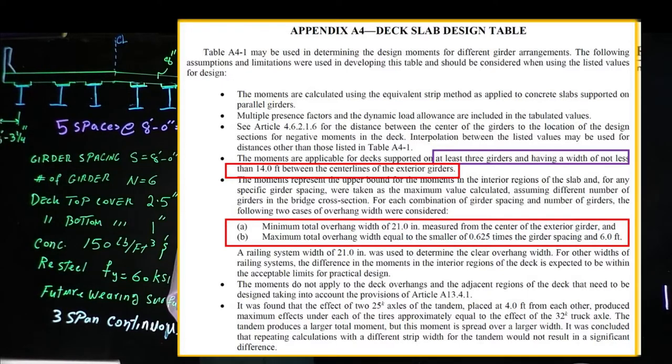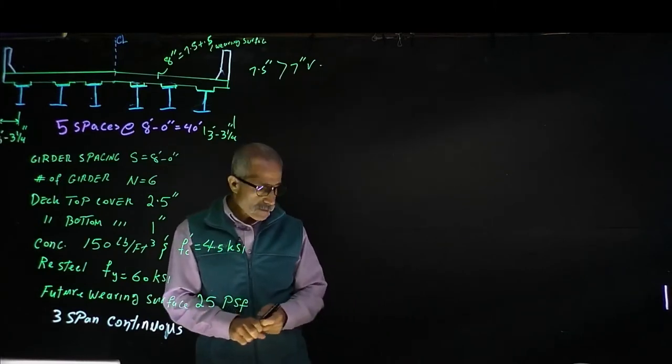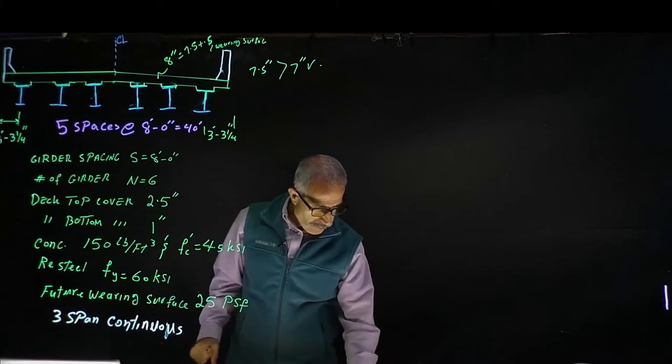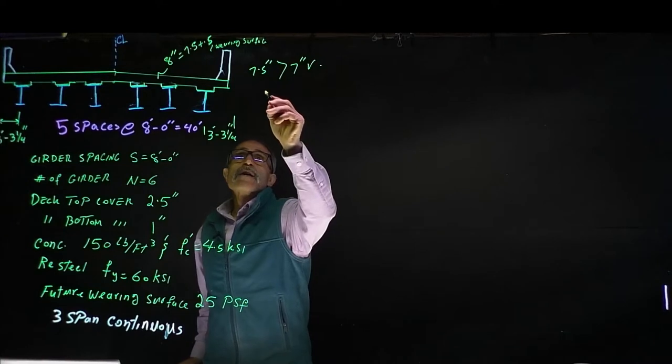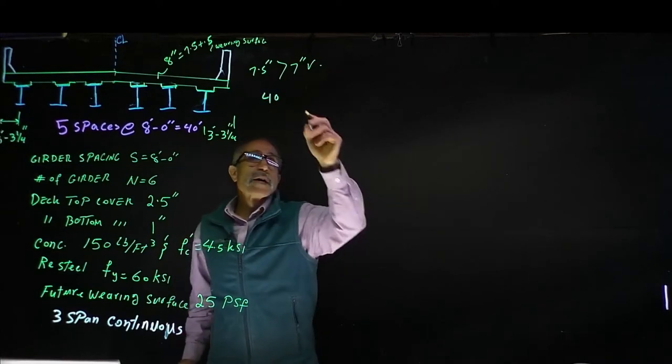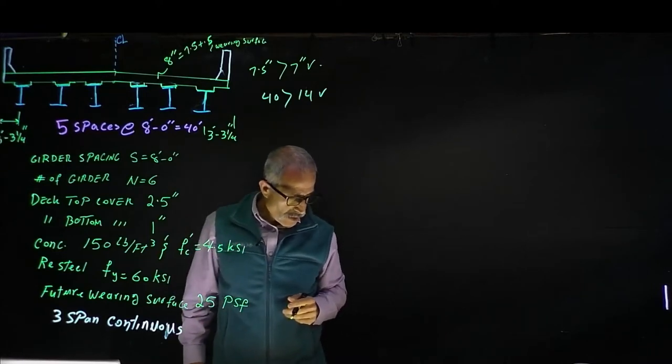We got 3 feet 3 1/4 inches. We can satisfy that. And then it also says the maximum total overhang width should be smaller than 0.625 times the girder spacing, and 6 feet, which we have basically satisfied also. So we can say, for A, we have 3 girders; for B, we have 40 feet, which is more than 14 feet, so that checks out. And the other one was the overhang.